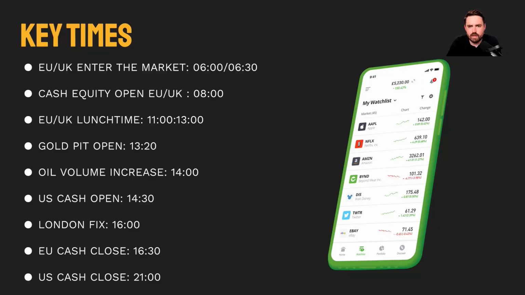We move then throughout the morning to 8 a.m., which is the cash equity open for Europe and UK. So again, if you like momentum and you're trading the FTSE or the DAX or the CAC, chances are volume's going to be picking up from this time. Whereas an hour before, less likely.